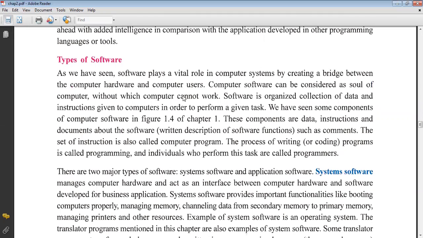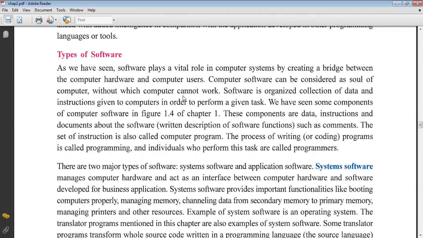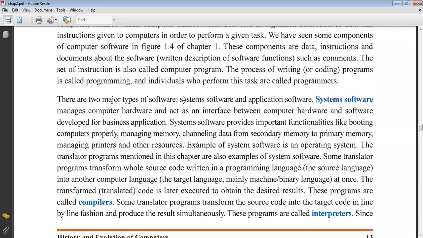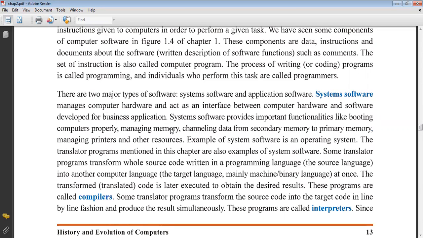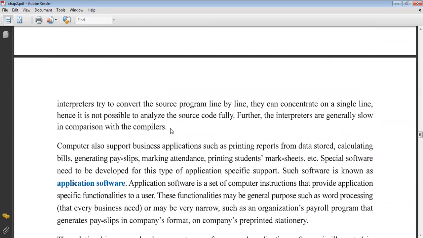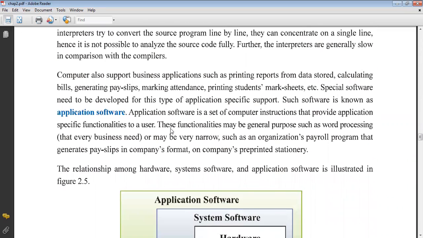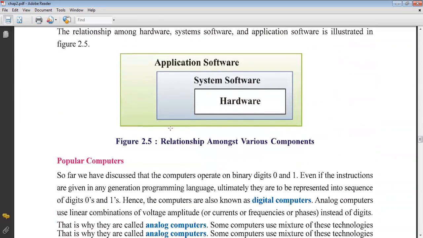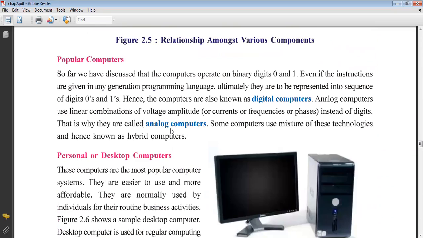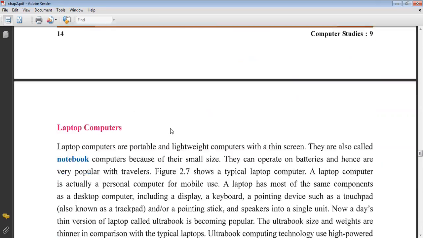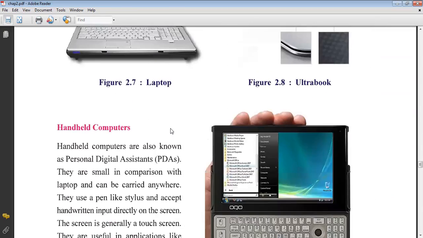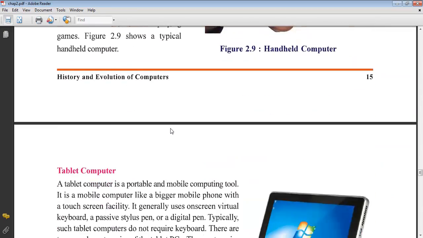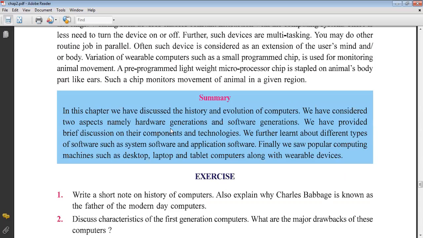Types of software. There are two types of software, application software and system software. See, system software and application software. System software manages the computer hardware and acts as an interface between hardware and user, and application software is made for a specific purpose. So popular computers: desktop, laptop, handheld, tablet, wearable computer. Here we complete our second chapter.